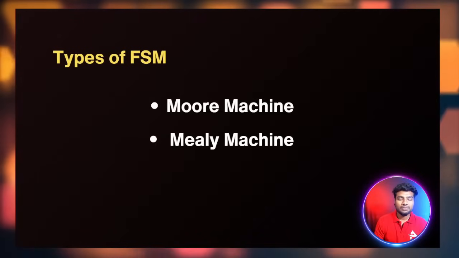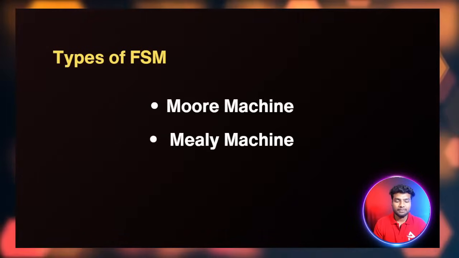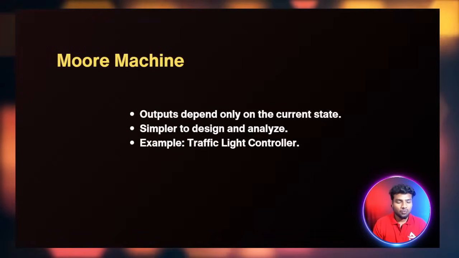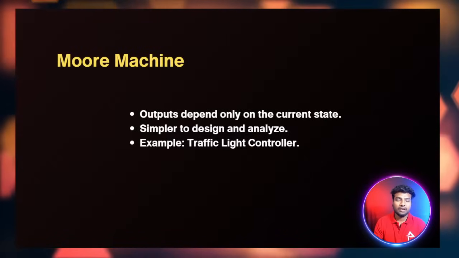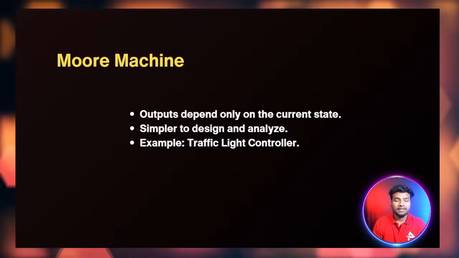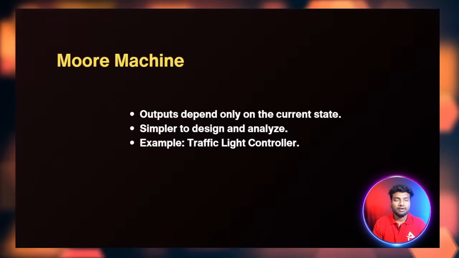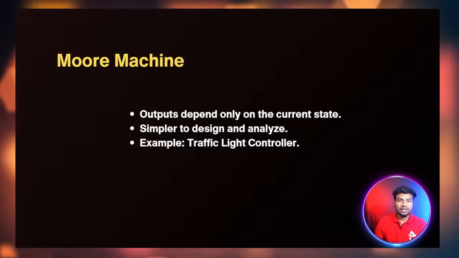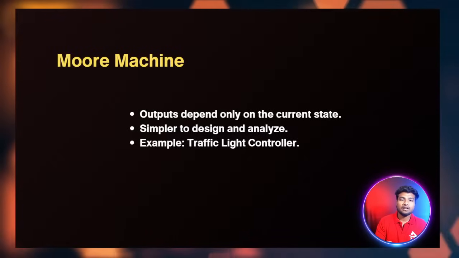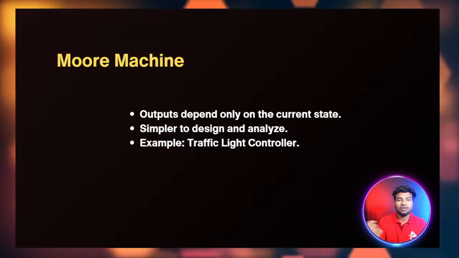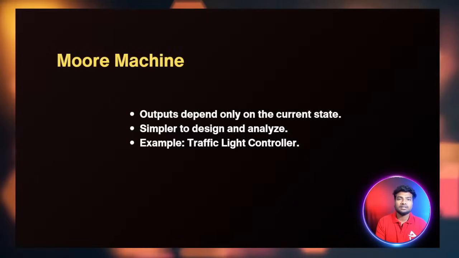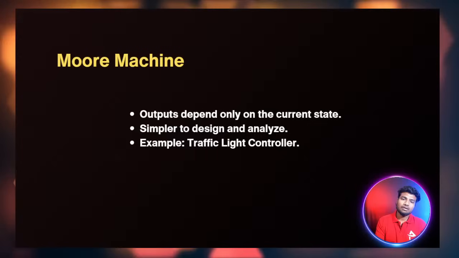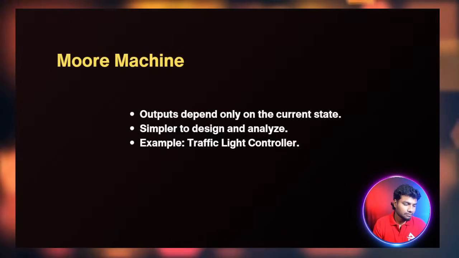So there are two types, Mealy machine and Moore machine. Moore machine has some definitions. In a Moore machine, the output depends only on the current state. Okay, it is simpler to design and analyze. An example of a Moore machine is the traffic light controller. Based on the timer input, the traffic light controller will change the transition state from yellow to red or green to yellow, kind of thing.